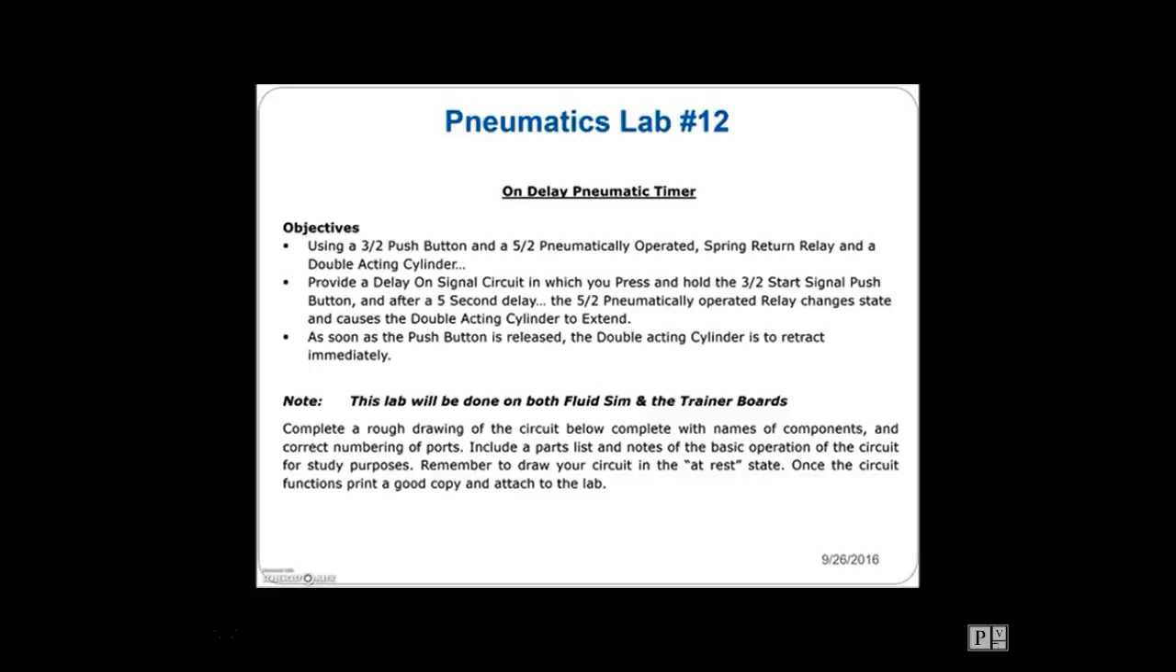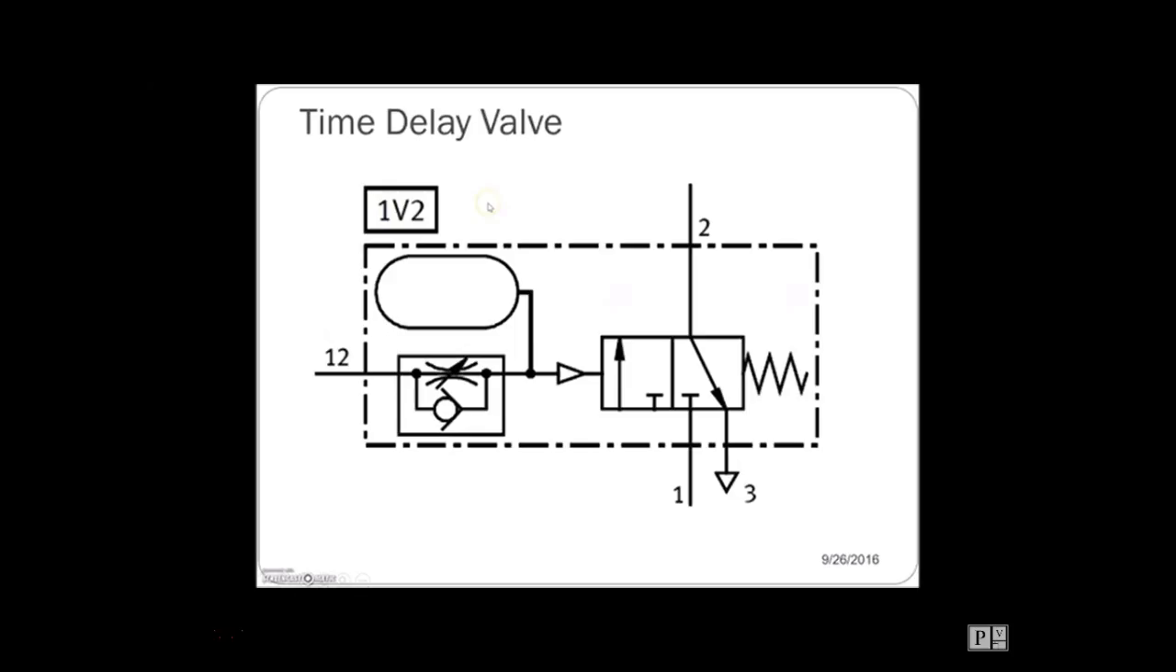Press and hold the start circuit. It takes a little bit of time before it changes state. As soon as you let go of that signal, it reverts back to its rest state. Okay? If you're Googling this, you will find that they'll come up with this diagram here. Very similar to what we're going to do. But again, we do not have 3-2 pneumatically operated valves. We're going to replace this 3-2 with the 5-2.